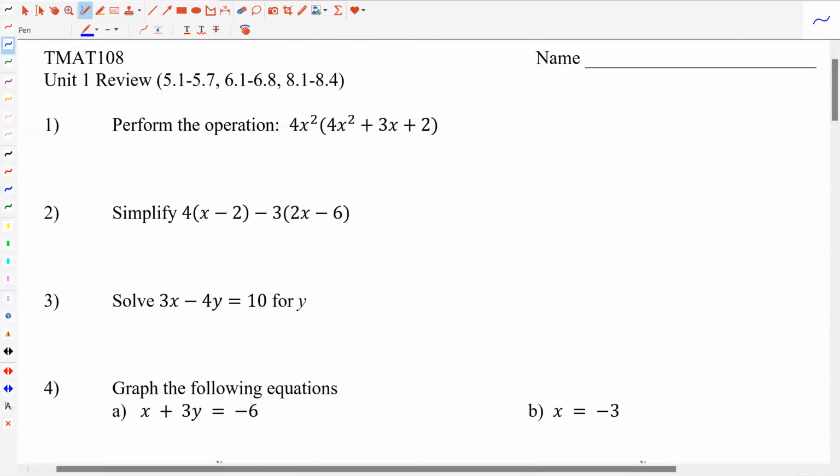Okay, TMAT108 students, let's go ahead and start reviewing for our Unit 1 test. These are some of the questions on the review handout, just some of the things that were in chapters 5, 6, and 8.